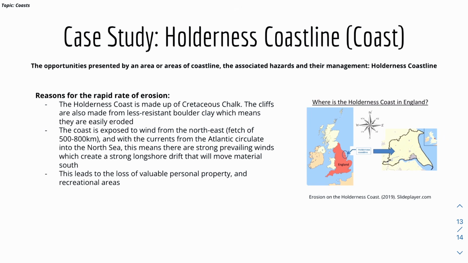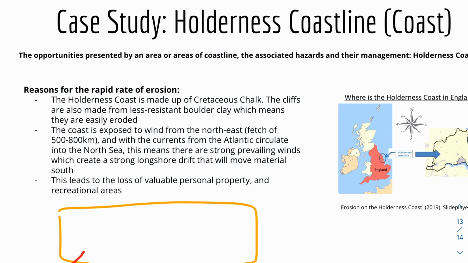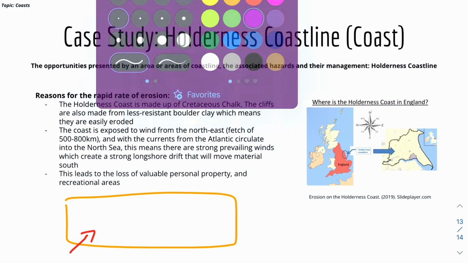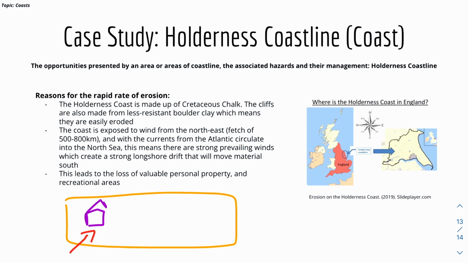Let's say you have a beach right here, and let's say the wind comes from this side, just as an example, and let's say we have houses down here, so it's a really badly drawn house. If the wind were to come from here and go back, basically the prevailing wind, the direction of the longshore drift will go from left to right, which means that this part here will be eroded, and at one point the land near the house will get eroded and the house might collapse. This means that there will be a loss of valuable personal property.